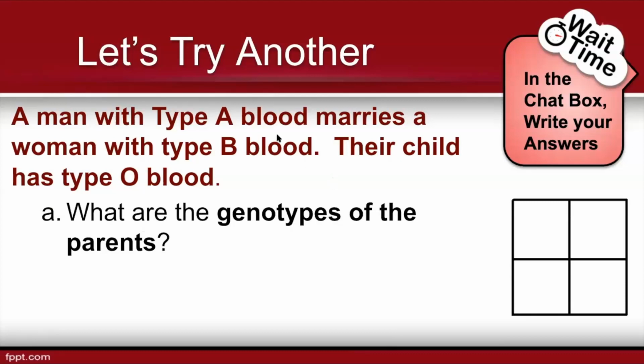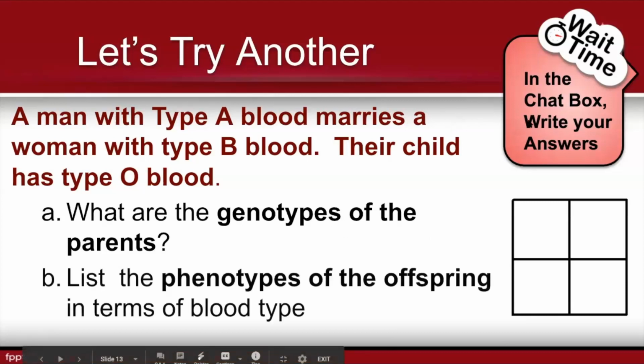For the father to have type A, would he have AA or would he have AO? In order for the woman to have type B blood, she could be homozygous, IB IB, or she could be heterozygous, IB i. Their children have type O blood, and there's only one combination that would allow that to happen. So what are the genotypes of the parents? And what are the phenotypes of the other children possible?